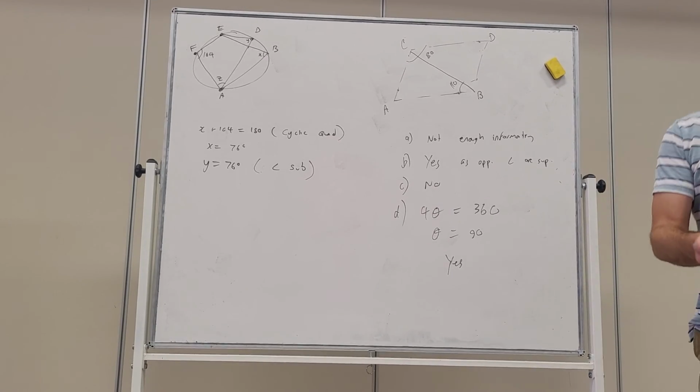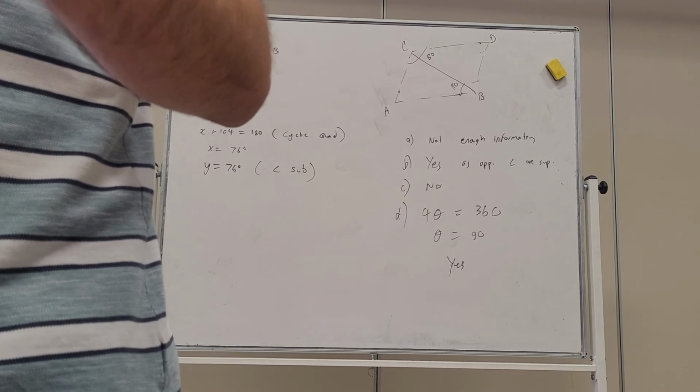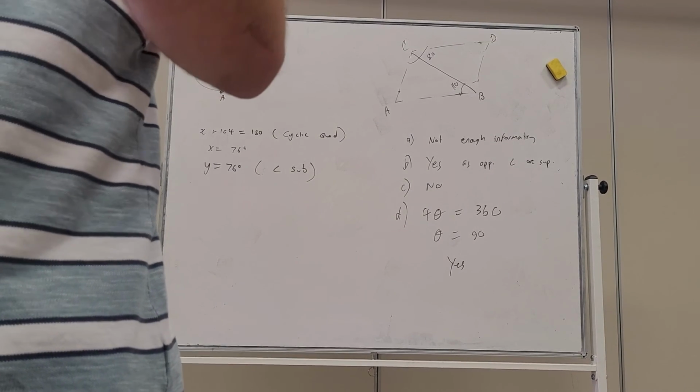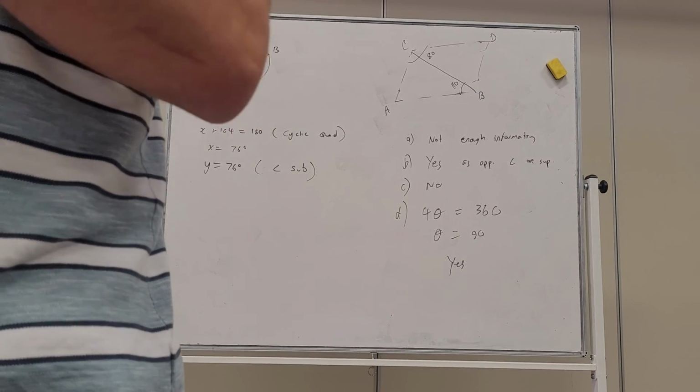Excellent. So, enough teaching. We're going to be going through the questions on cyclic quadrilaterals. So that's 22 through to 26 inclusive. That's our plan for today.